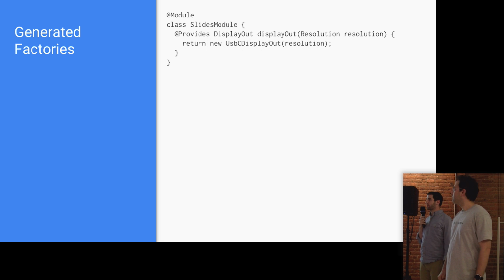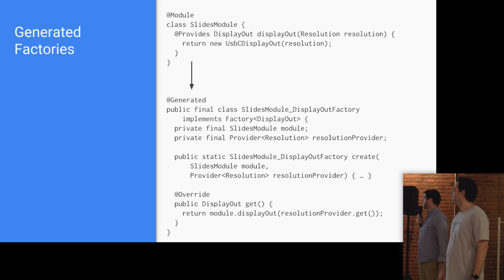So in Dagger, most of the time when you want to supply a dependency or binding, you'll create a module, you'll create a @Provides method. That provides method can take as parameters any dependencies of the method that you're about to call. And then you return a result. And from that, we're going to generate a factory. Factory is also just provider for our purposes.